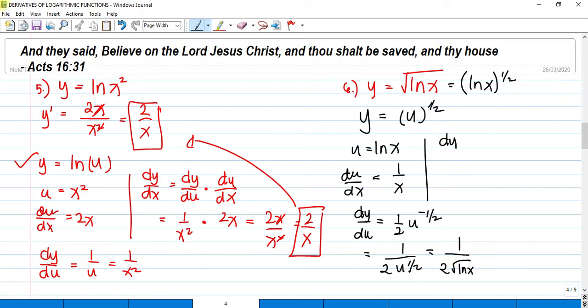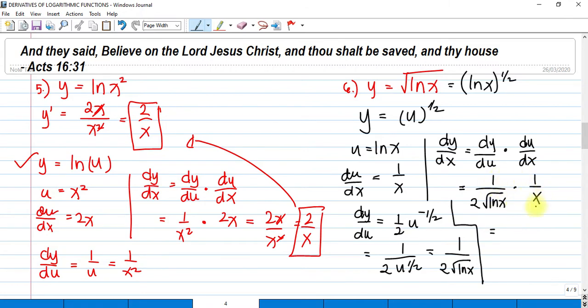By using the chain rule, we have dy over dx equivalent to what? dy over du multiplied by du over dx. So we have dy over du, which is 1 over 2 square root of ln of x, multiplied by du over dx. Our du over dx is 1 over x. So our answer for this problem would be, numerator times numerator, that's 1. Denominator times denominator, that is 2x square root of ln of x. So this should be our answer for this problem.